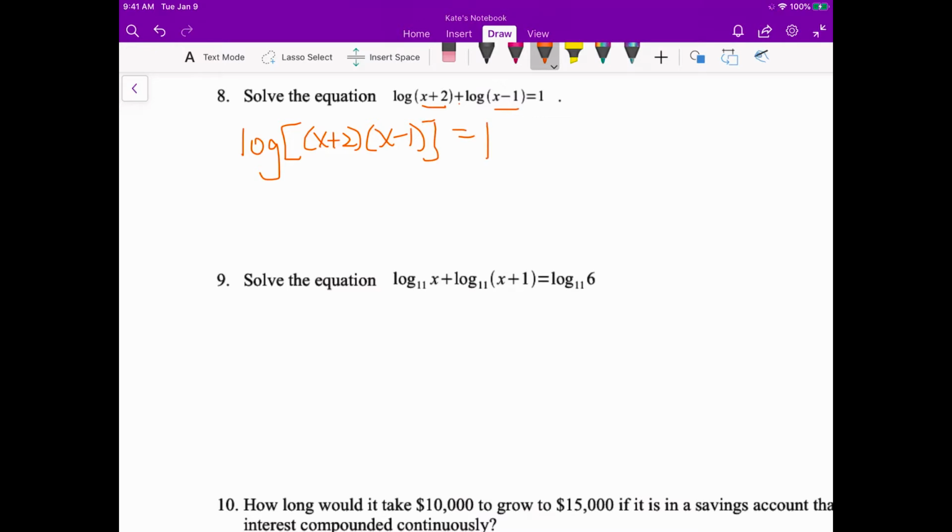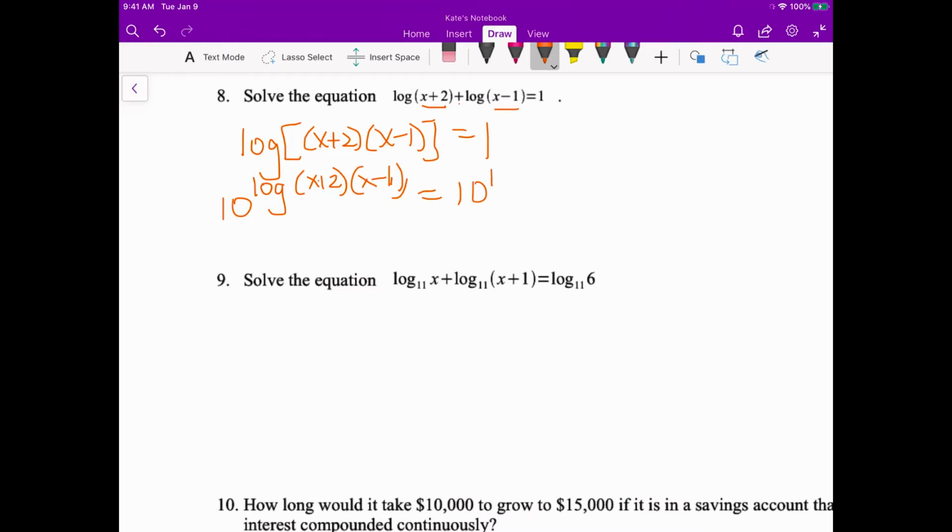equals 1. Now that I only have a single logarithm on one side, I can see that the base is 10, and I'm going to apply an exponential base of 10 on both sides. So I end up with 10 to the log of x plus 2 times x minus 1 equals 10 to the 1st.